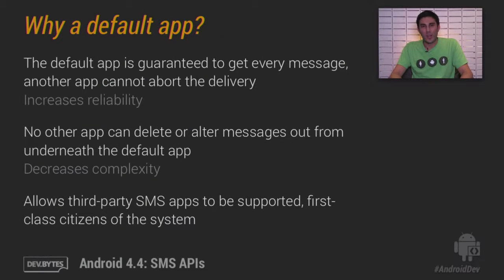So you might be thinking, why do we need this new concept of a default SMS app? In previous versions of Android, you could already assign some of the SMS intents to any application. But the difference is that app had no unique privileges over any other app on the system. With the new default SMS app selection, that app will now have additional privileges and be guaranteed to get every single message. Another app cannot abort the delivery of the SMS or interrupt that flow. This helps to increase reliability.